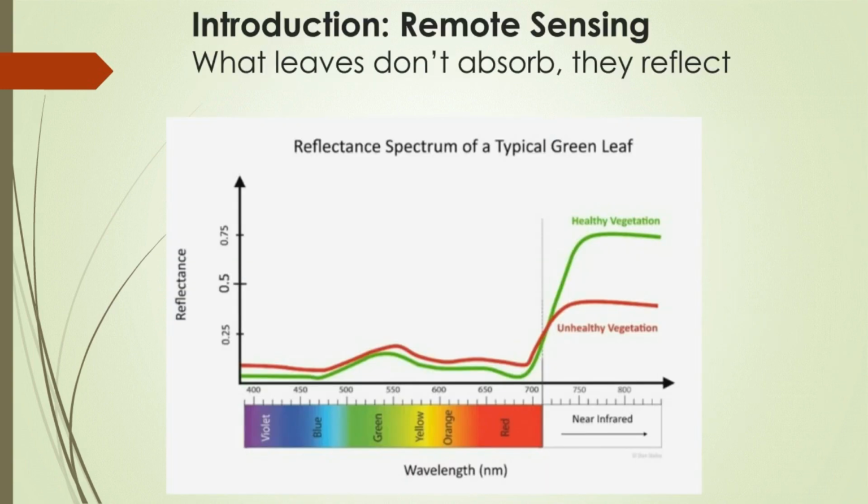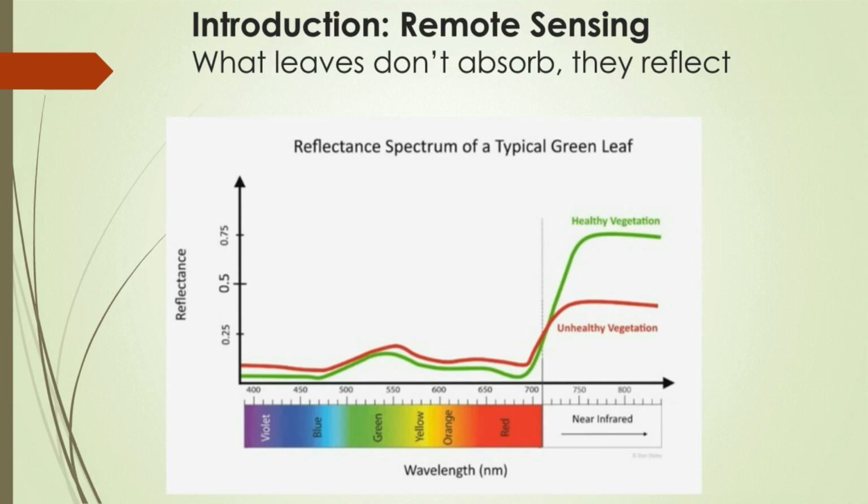The reflectance spectrum of a typical green leaf here on the screen is the green line, and an unhealthy leaf is the red line. So some of the things you may notice in this graph is that there's a little hump there at the green, and the reason why leaves are green is because leaves do not use that portion of the spectrum. They reflect it, and that's why they look like they're green.